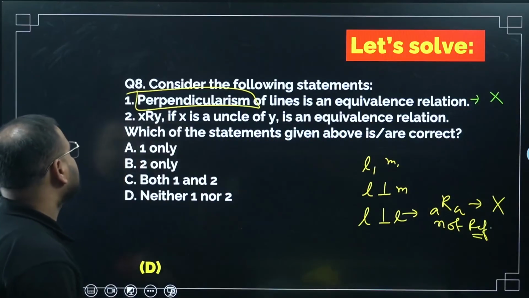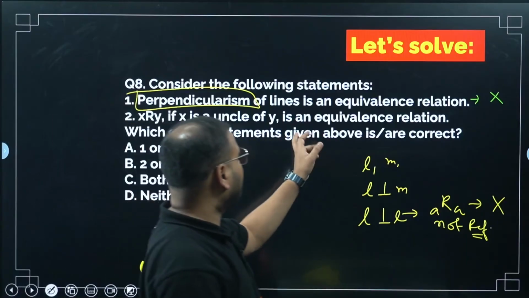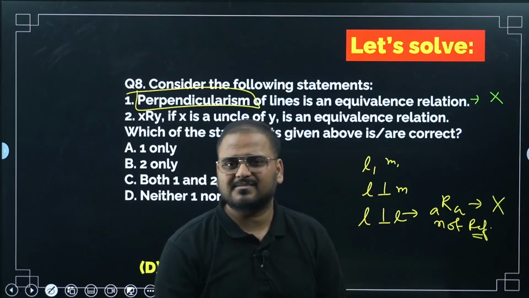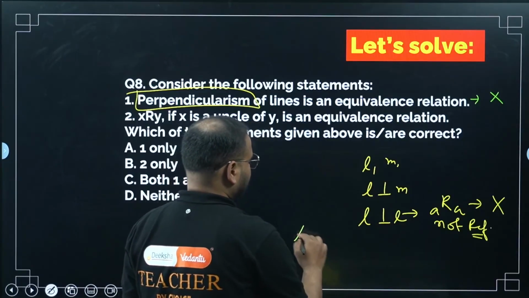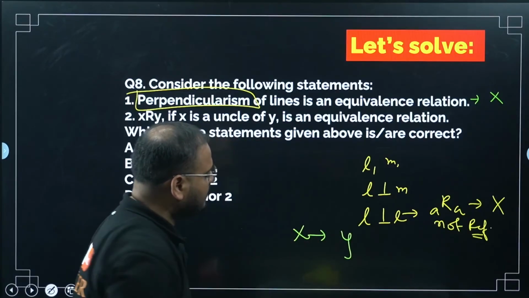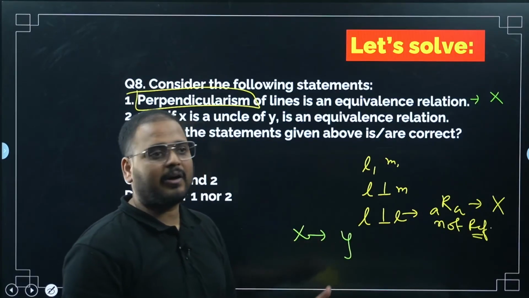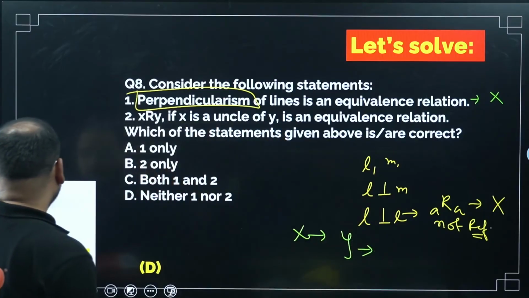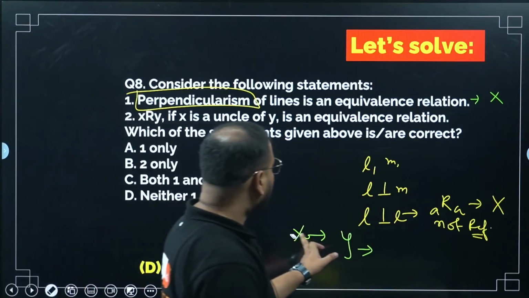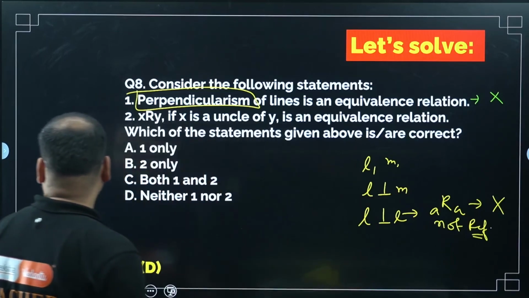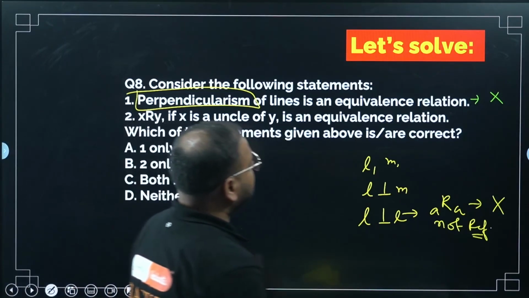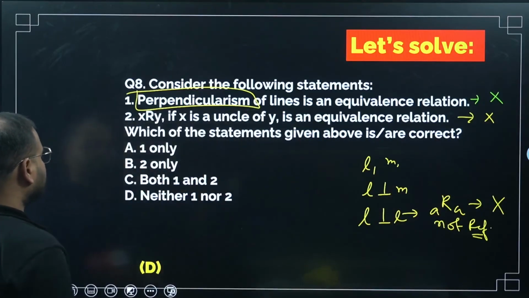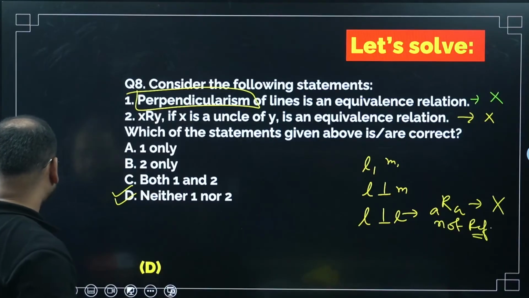Second one, x is the uncle of y is an equivalence relation. How? If x is the uncle of y, is y also uncle of x? Think. If x is uncle of y, then y is the nephew of x. How can it be a reflexive relation? So this also will not be an equivalence relation. So clearly we can state that this is also not an equivalence relation. So what is the option? D.